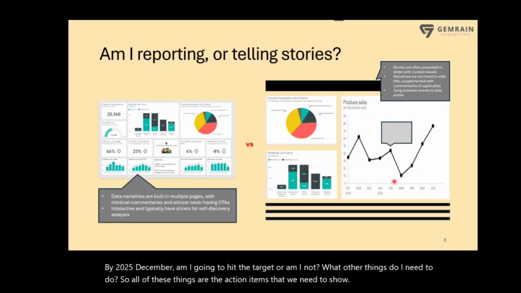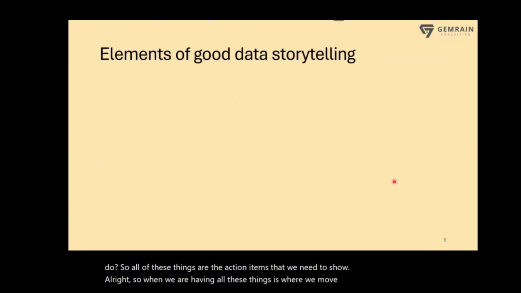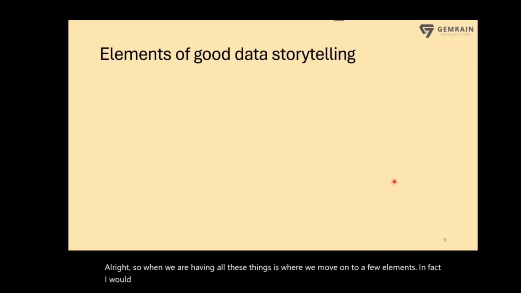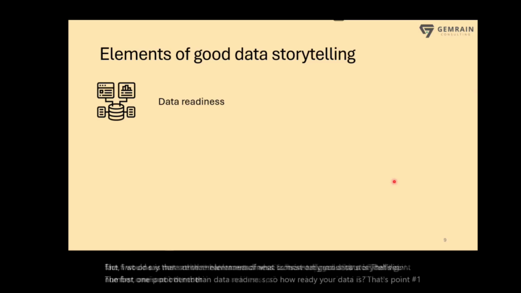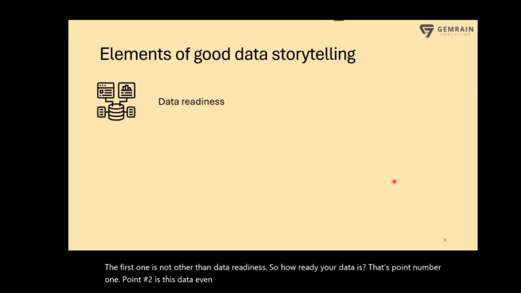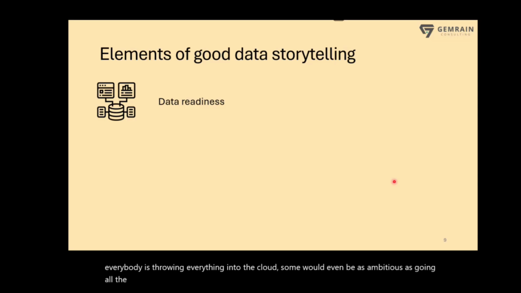All right. So when we have all these things is where we move on to a few elements. In fact, I would say there are three elements of what consists of good data storytelling. The first one is none other than data readiness. So how ready your data is, that's point number one. Point number two is, is this data even reliable? Because yes, right now in the digital era where everybody is throwing everything into the cloud, some would even be as ambitious as going all the way to creating a data lake.